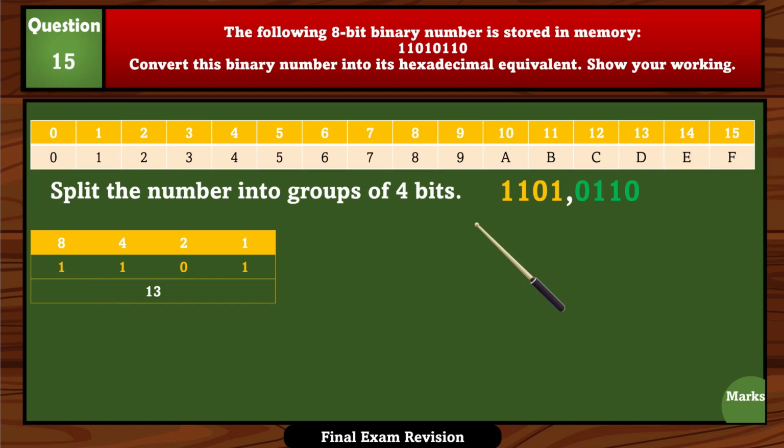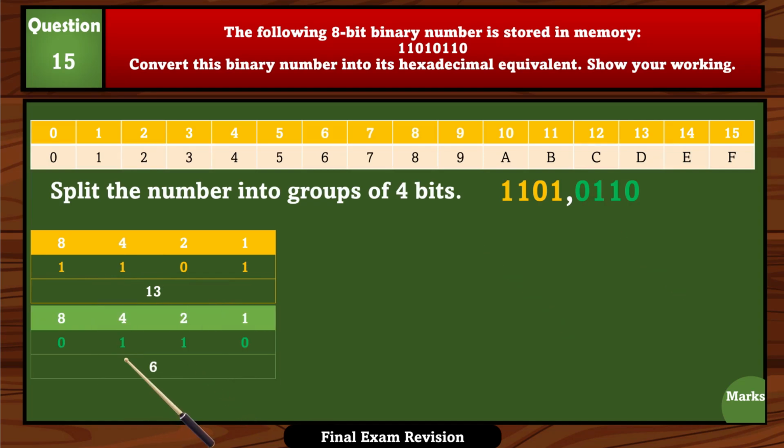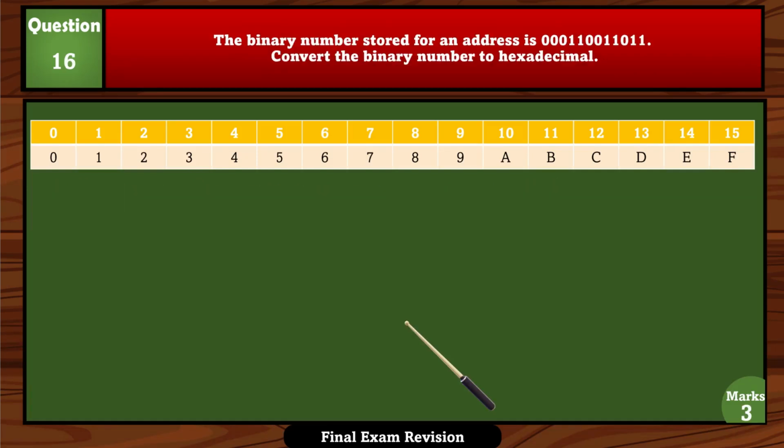To Denary. So what is the Denary of this number? It is 8 plus 4 plus 1, which is 13. And now this number, so which is what? 4 plus 2 is 6. So what is the hexadecimal symbol used for 13, which is this D, and 6 is 6. Okay, so the answer is what? D6.